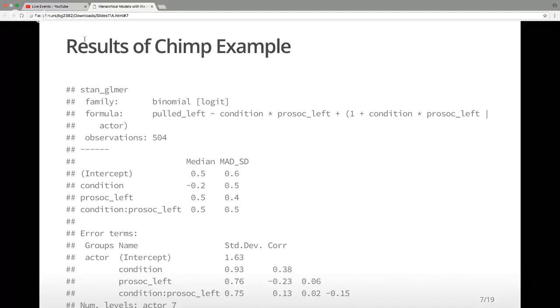So the intercept from one chimpanzee to the next was estimated to have a standard deviation of 1.63, or at least that's the posterior median. Whether the thing was on the left or the right has a standard deviation of 0.76 on that parameter. The experimental condition pertaining to the identity of the other chimpanzee, all of these have relatively large standard deviations from one chimpanzee to the next.